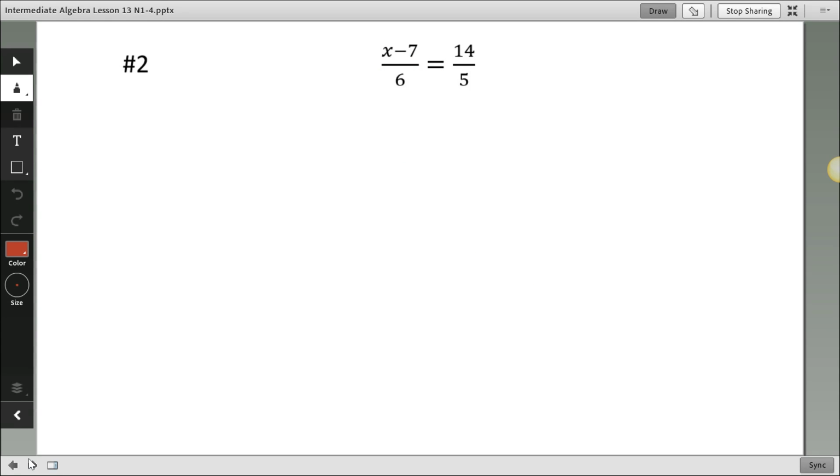All right, so now we're getting a little more complicated here. So now we've got x minus 7 divided by 6. So we've got a binomial divided by a constant equals 14 divided by 5. A little more complicated, but not too much. So still the same process. We're going to take a cross product.